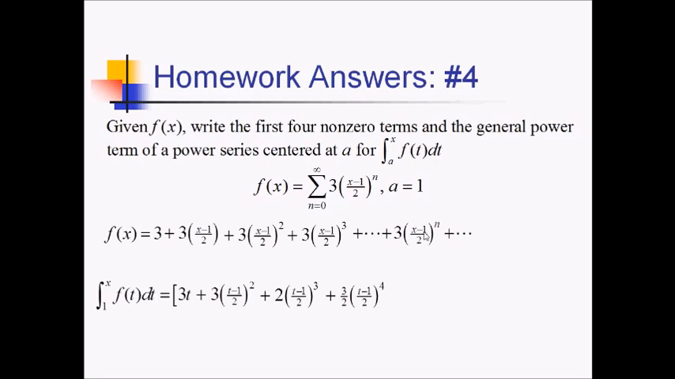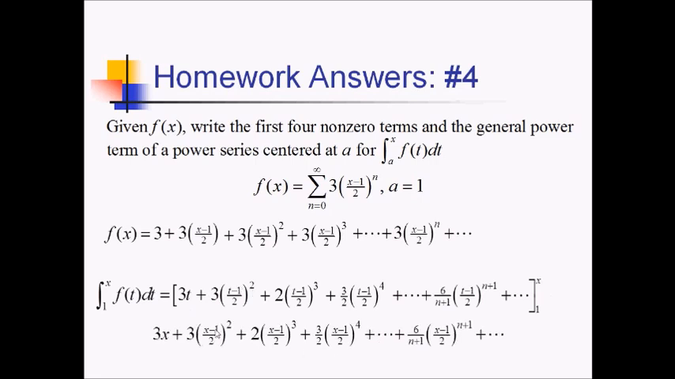And this general term here, we're going to have 3, well actually this will be 6 because we're dividing by 1/2, so 6 over n plus 1, all of this stuff to the n plus 1. And then we're evaluating that from 1 to x. So when I plug x in for all this stuff, all that happens is I replace the t's with x's, like so. So pretty much spitting image with x replacing t.